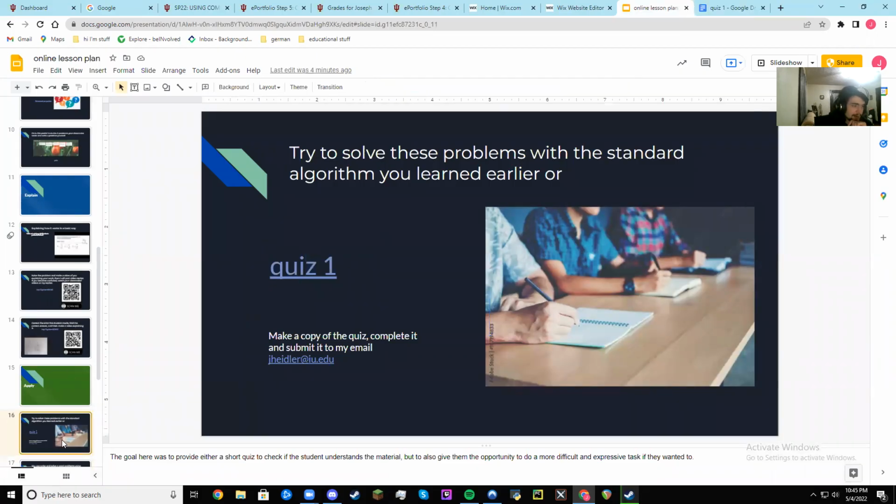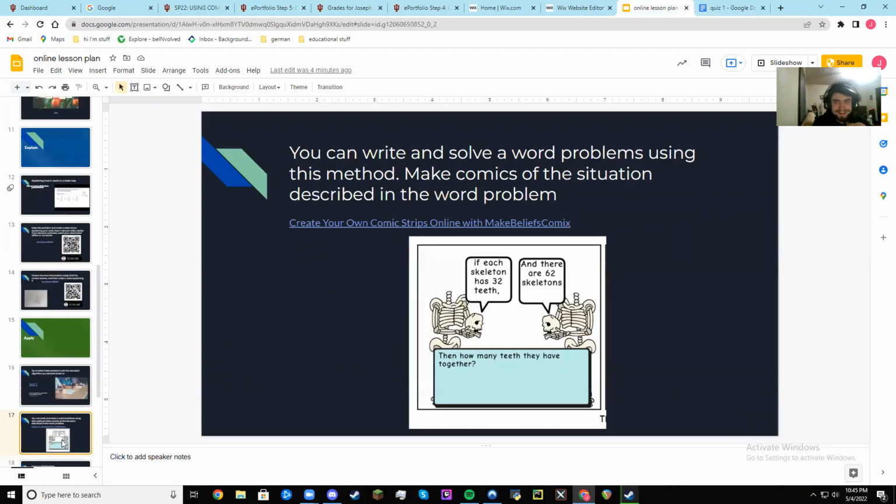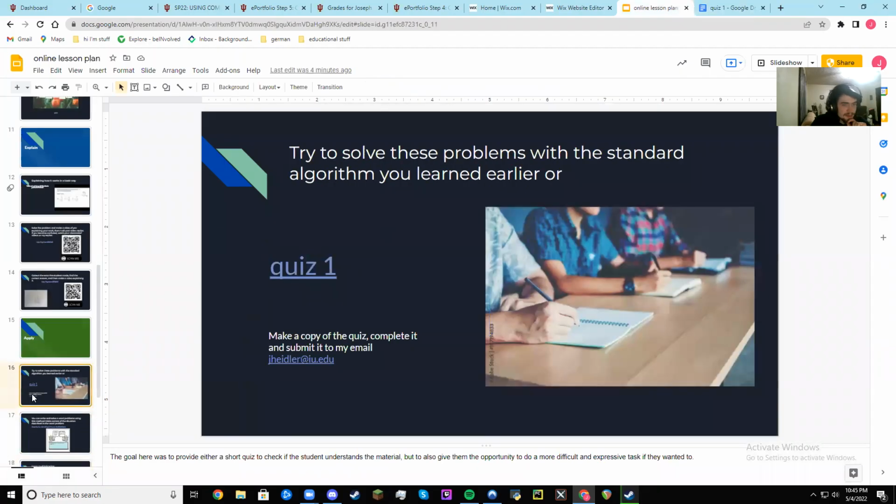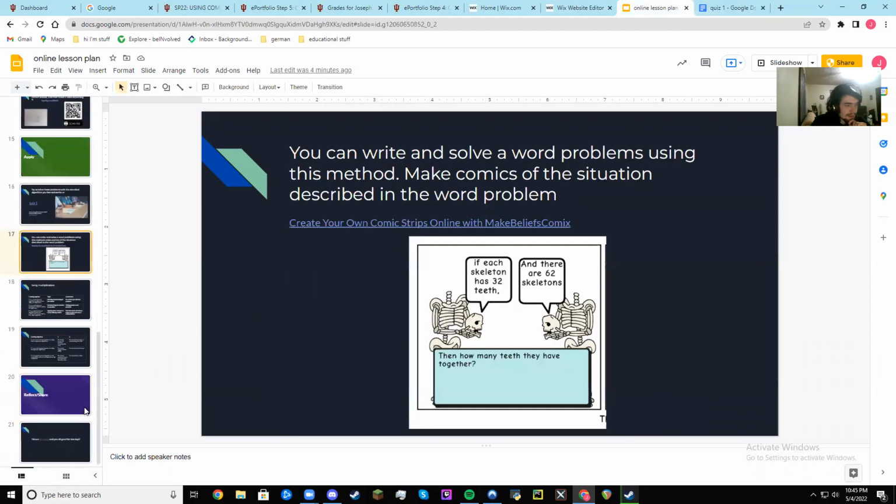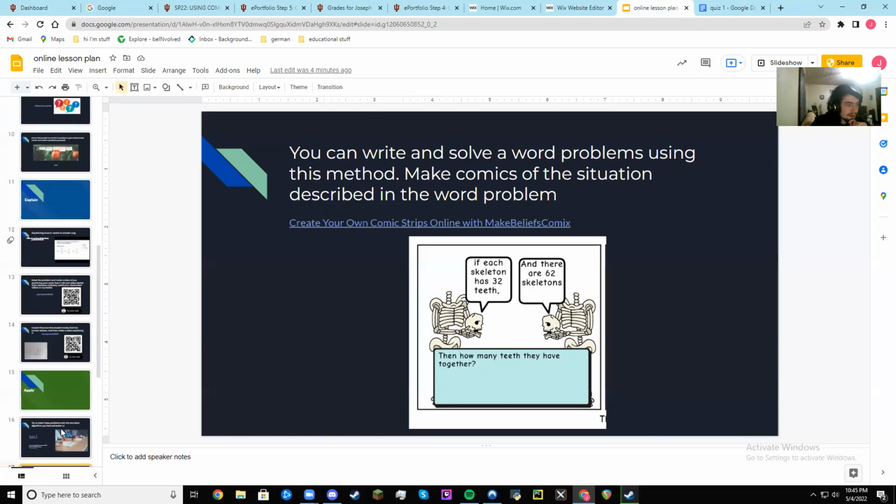And then going on to the next step, I had them make a little comic that would be a word problem, which is a fun little thing to get the 4 E's up there and going.